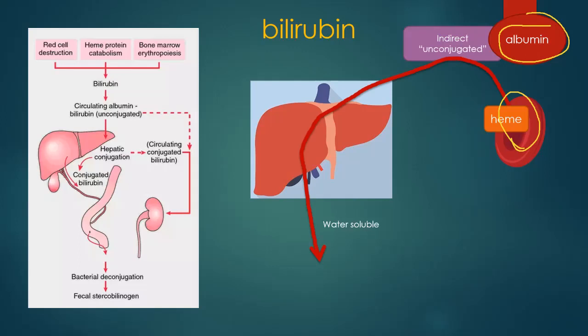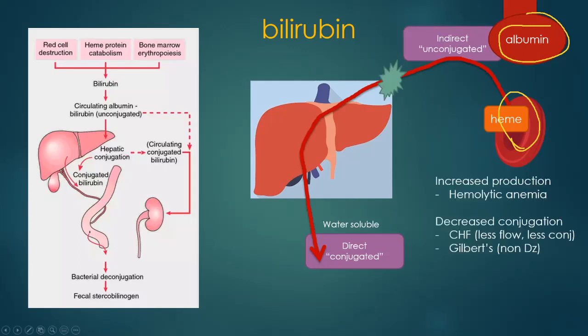So it doesn't really like water, and it's hard to move around the blood, which is why it has to attach to our albumin. Okay. And then it gets to the liver where it becomes water soluble. That's when it gets conjugated and it becomes our direct bilirubin, right? That's a direct output of our liver.